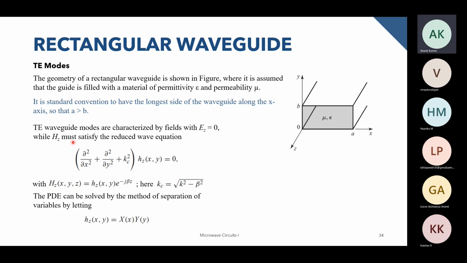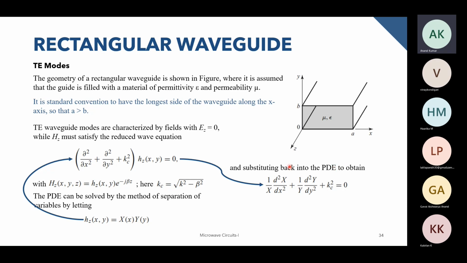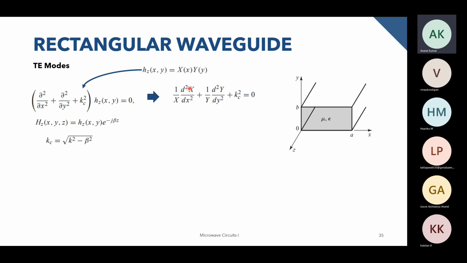Now to solve this particular partial differential equation, we borrow some techniques from our math friends, and we express the solution of Hz in terms of capital X, which is a function of x only, and capital Y, which is a function of y only. And we use this back in our partial differential equation. So we're assuming the solution, putting it back into the equation, and then solving. If we substitute this back, we obtain this equation, and the partial differential equation has been simplified to this form.